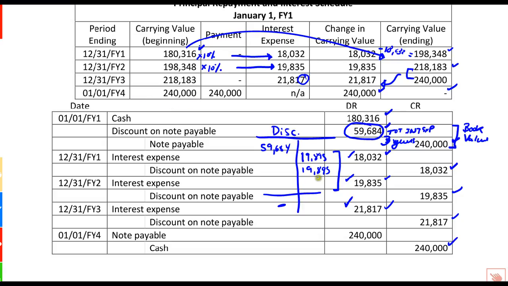Okay, so what is this plug number right here? There's a little bit of rounding error, so the whole idea is to go to 0. So you got to plug the 19,894. So this is straight line. All right, straight line.